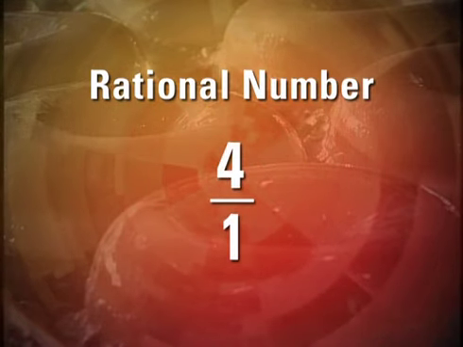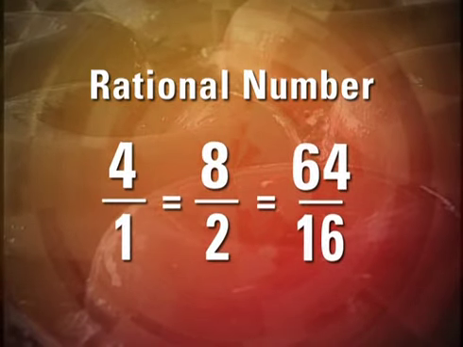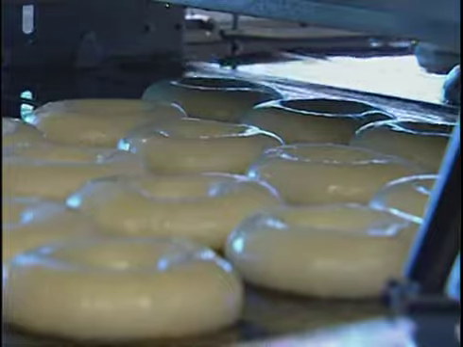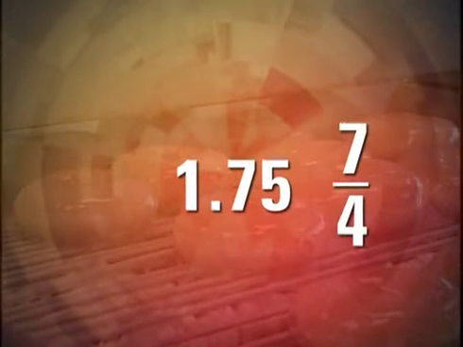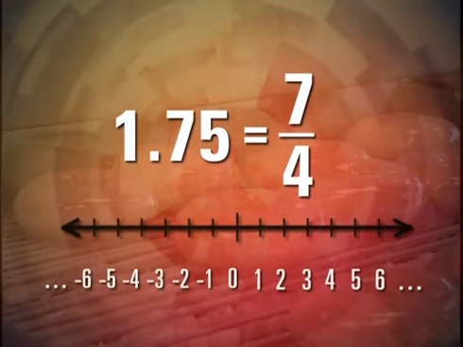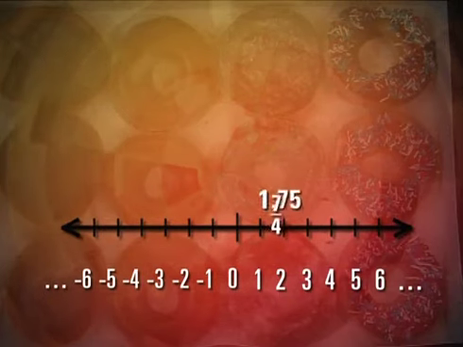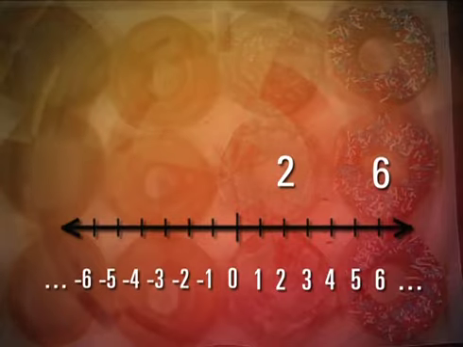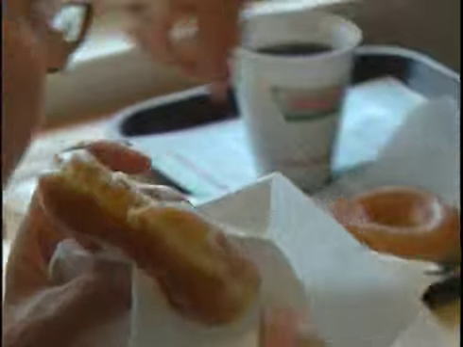4 can be written as 4 over 1, or as 8 over 2, or even as 64 over 16. There are an infinite number of ways to write any rational number. Decimals that can be converted to fractions are rational numbers too, such as 1.75, which is the same as 7 over 4. For rational numbers, as for integers, you can always find greater or lesser ones than any number you choose. In addition, you can always find a rational number between any two you choose. Just take their average. If you think about it, it's quite rational.